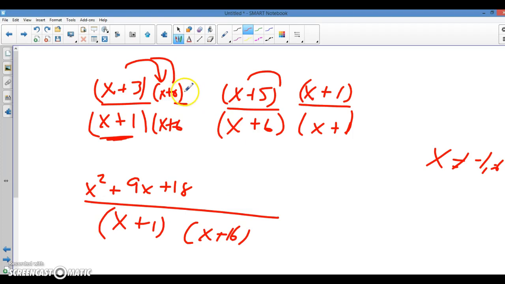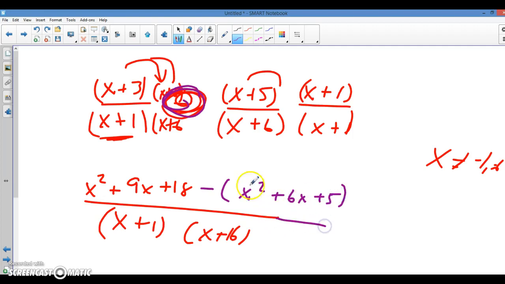Here I can't forget this negative. Okay, so the negative's here. So this is minus, and I'll put a bracket around this whole thing: x squared plus 6x plus 5. And then through the magic of Smartboard, you need an extra step.